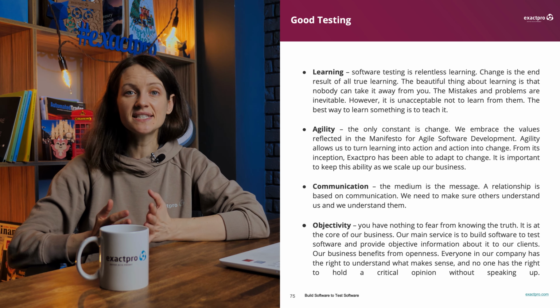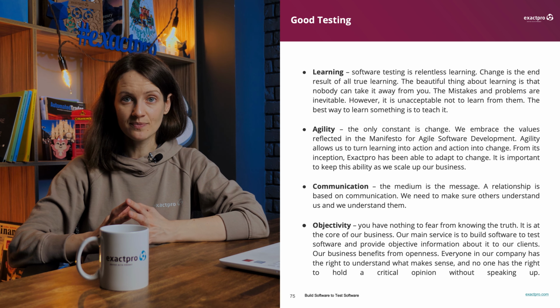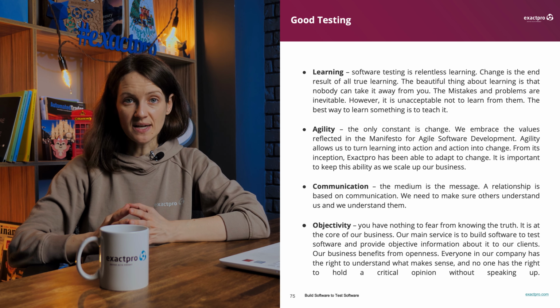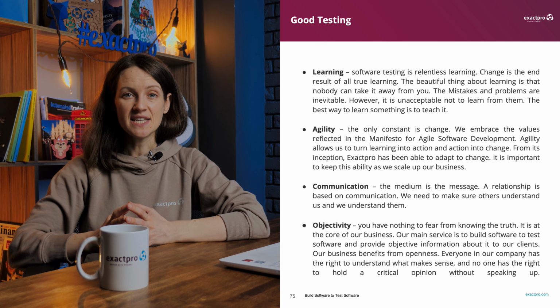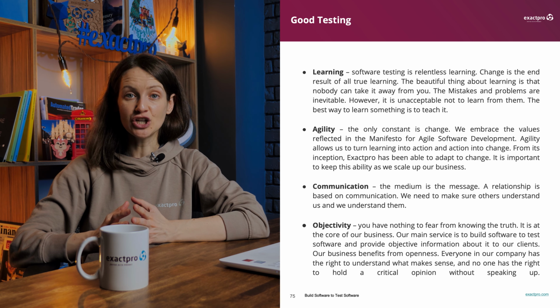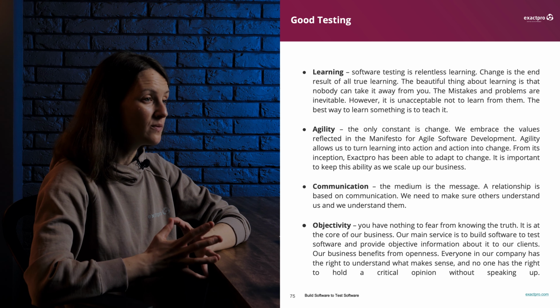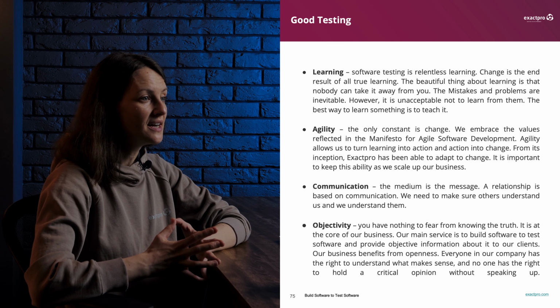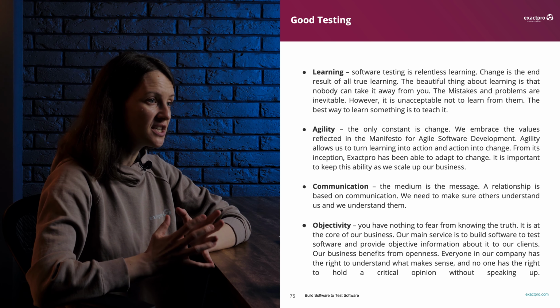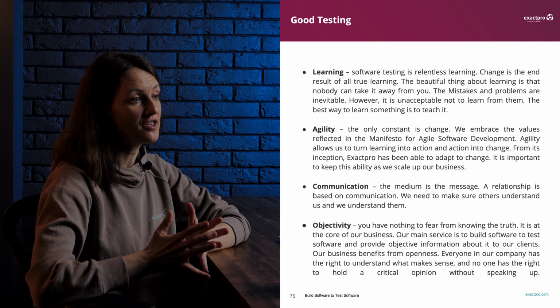The next one is software testing is relentless learning. Change is the end result of all true testing. If testing teaches us nothing, then it's not good testing. The next principle is agility. The only constant is change. If the way you test does not respond to the changes around you, then it's not worth a thing.